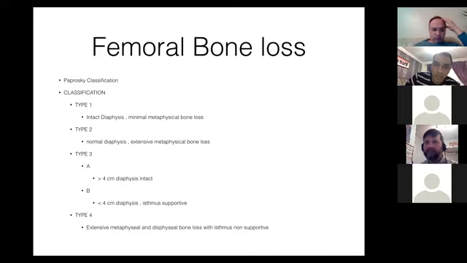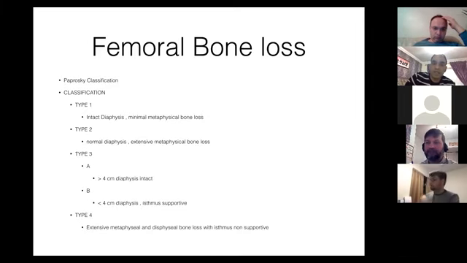So the whole point of this classification is whether you can get a distal fixation or not. If there is more than 4 centimeters of diaphysis intact, then you can essentially get a distal fixation and get away with the modular type stem. If there is less than 4 centimeters, but still some isthmus support, then you possibly can put a modular stem like a ZMR. But type 4, extensive metaphysis and diaphysis loss, you need something like an interlocking stem, which is locked on top and locked on bottom.